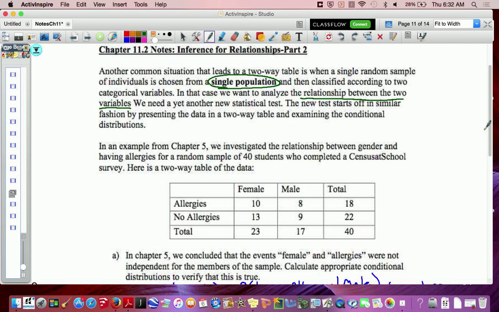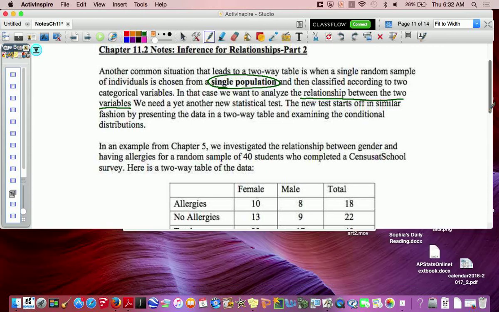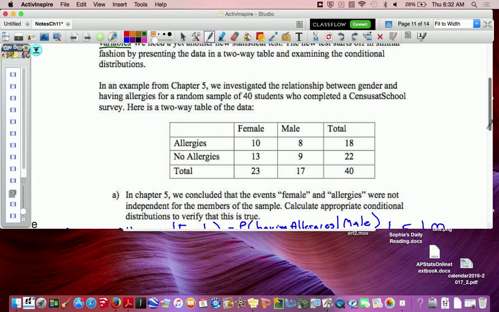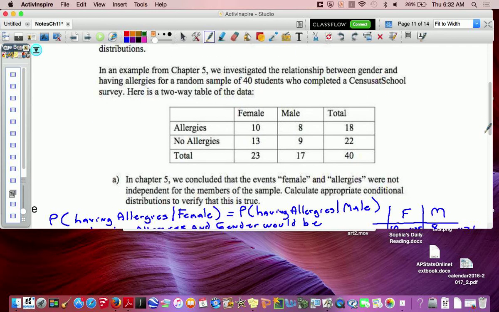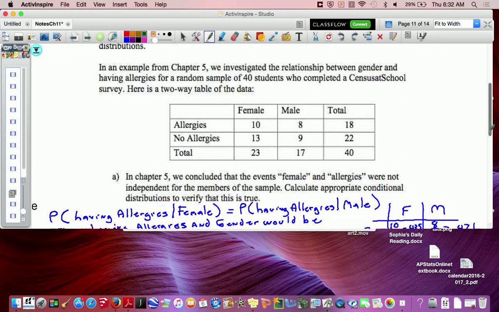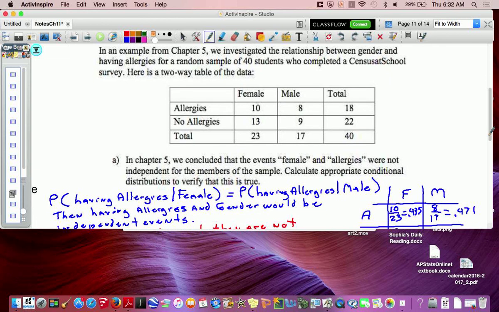As I pull this up here, if you remember conditional probabilities, if they were independent, the probability of having allergies given they're female should equal the probability of having allergies given they're male. So being male or female should not impact having allergies. It should be the same probability. So that's what you'll see here. Then having allergies and gender would be independent events.